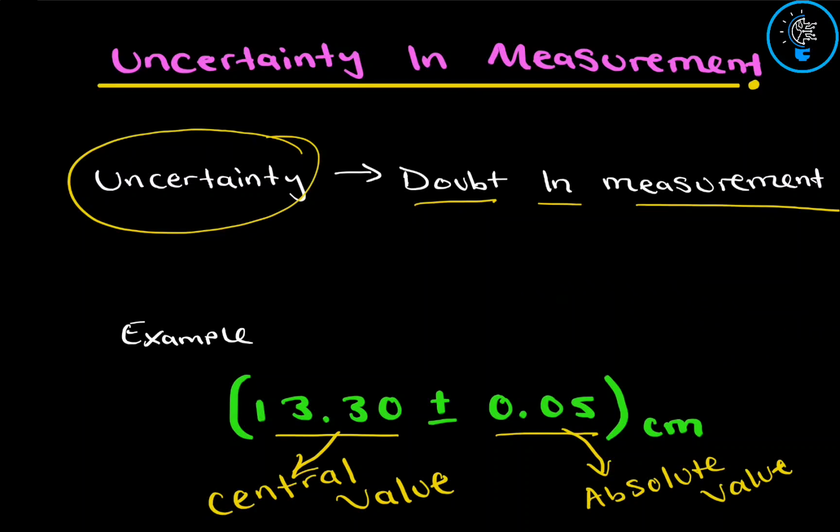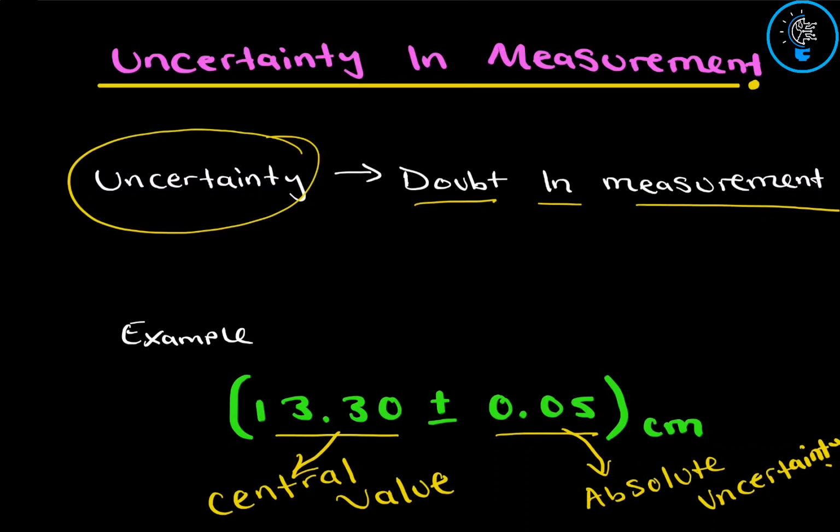Since this one is written as a decimal number, we call it absolute uncertainty, not absolute value, but absolute uncertainty.